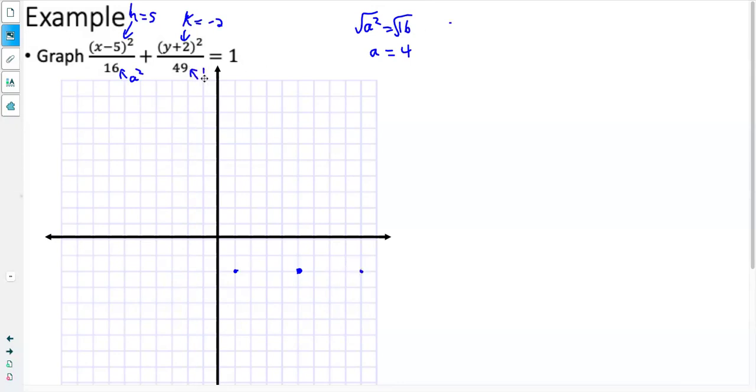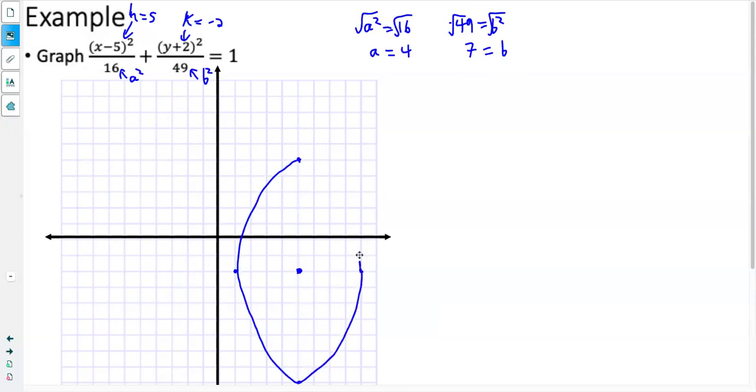Now this is our b squared term. So we know 49 is equal to b squared. We'll take the square root of both sides. So we have 7 is equal to b. So we'll go up 7 units as well as down 7 units. And then we'll roughly sketch in our ellipse. So we can see that it would look something like this.